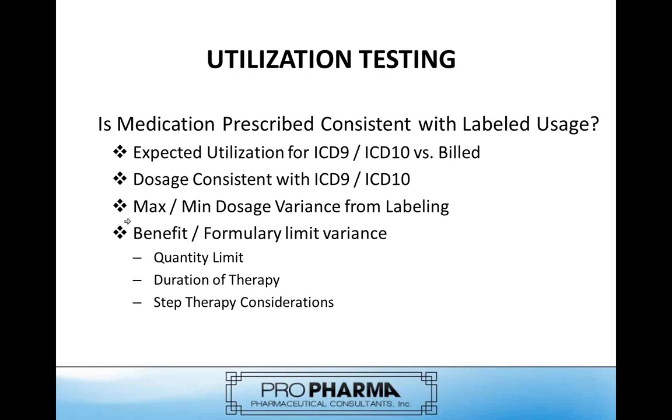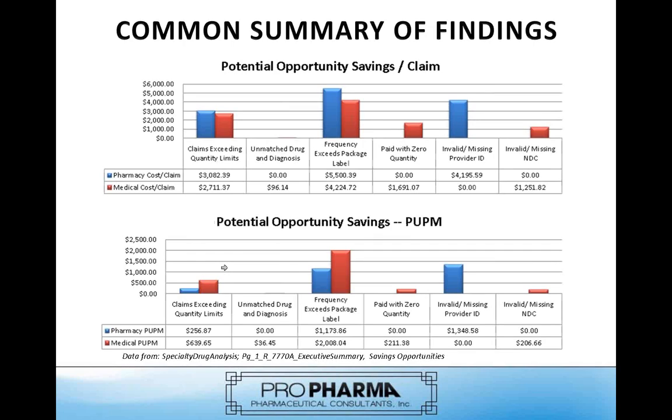Well, basic questions are, what's the expected utilization versus the billed? Is the dosage consistent with the diagnosis? The maximum and minimum dosage, does it vary from the product label? And then are there benefit or formulary issues that would limit what goes on to address this? Well, here are some real examples. Opportunity savings both by claim as well as by utilizer per month. And I would point out that this isn't an issue where one channel, meaning medical, is doing better than pharmacy. It's a matter where we have problems on both sides, so there are opportunities.